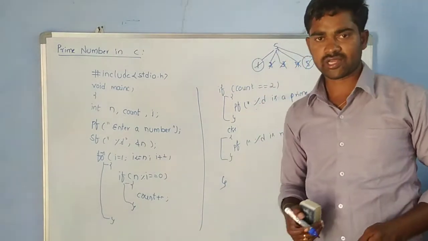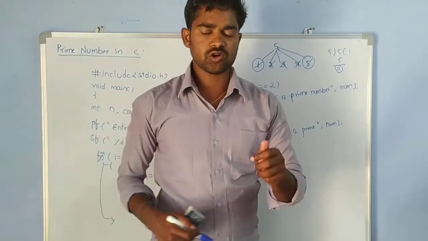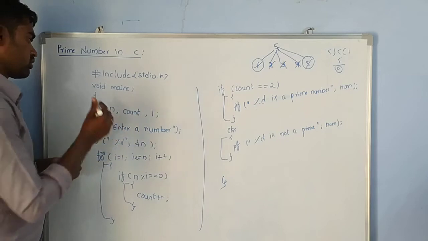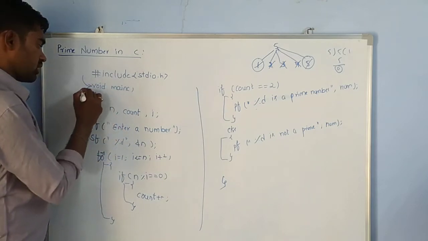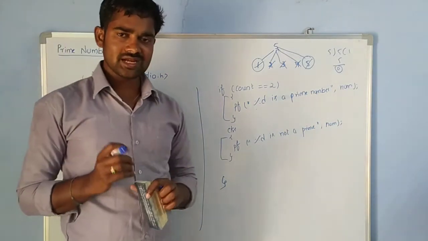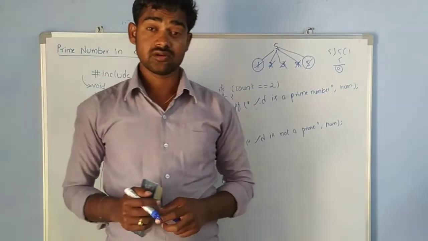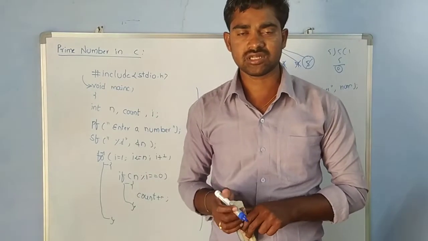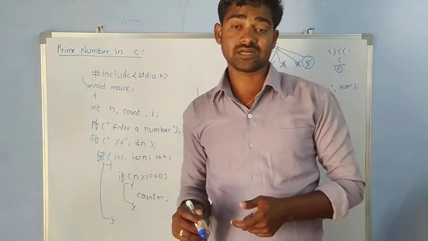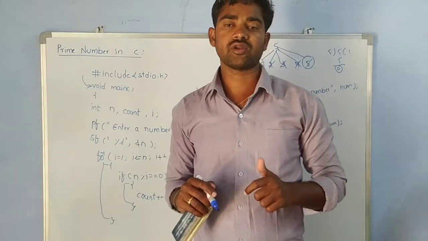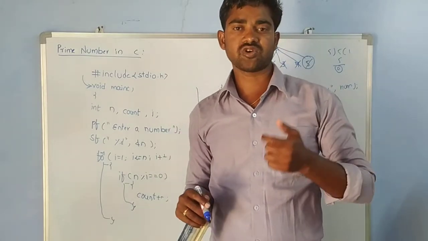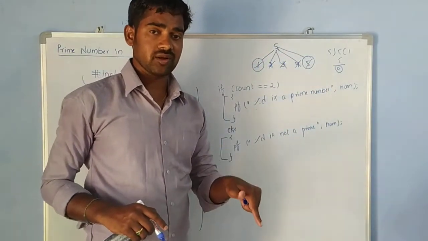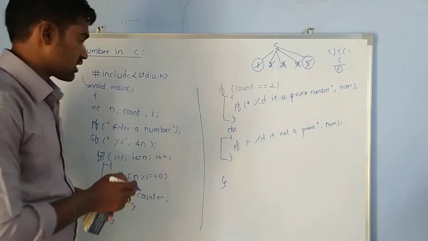Now we'll see how to execute the program. We already know that the program execution starts from the main function. Who is calling the main function? Why does the program execution start from main? The operating system is going to call the main function. That's why the program execution in the C language starts from main.